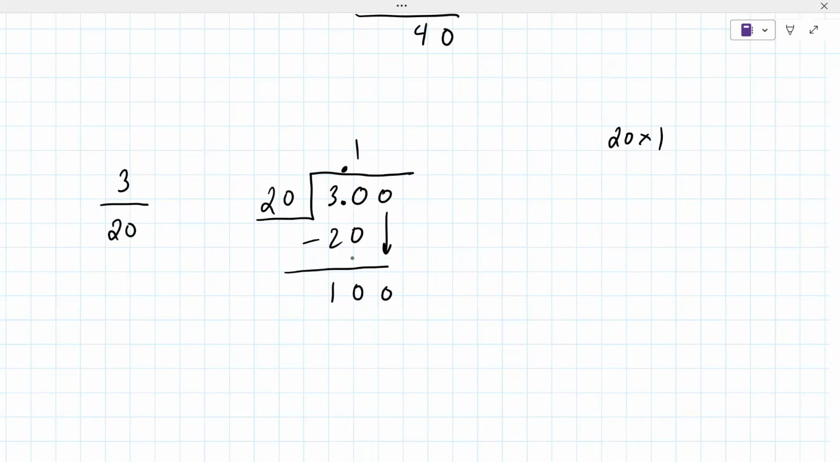How many times does 20 go into 100? Two. Not two. Five. Yeah, 5 times. Very good. Okay.